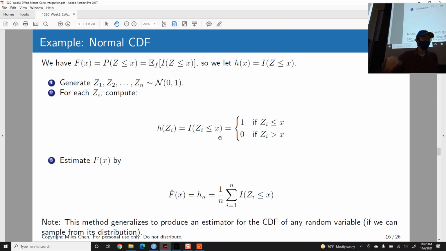And so if out of the million random normal values we generated, let's say 500,050 are less than 0, then my estimate of p norm, or the estimate of the cumulative distribution function, is going to be 0.50005. So this is going to produce an estimate of the CDF.